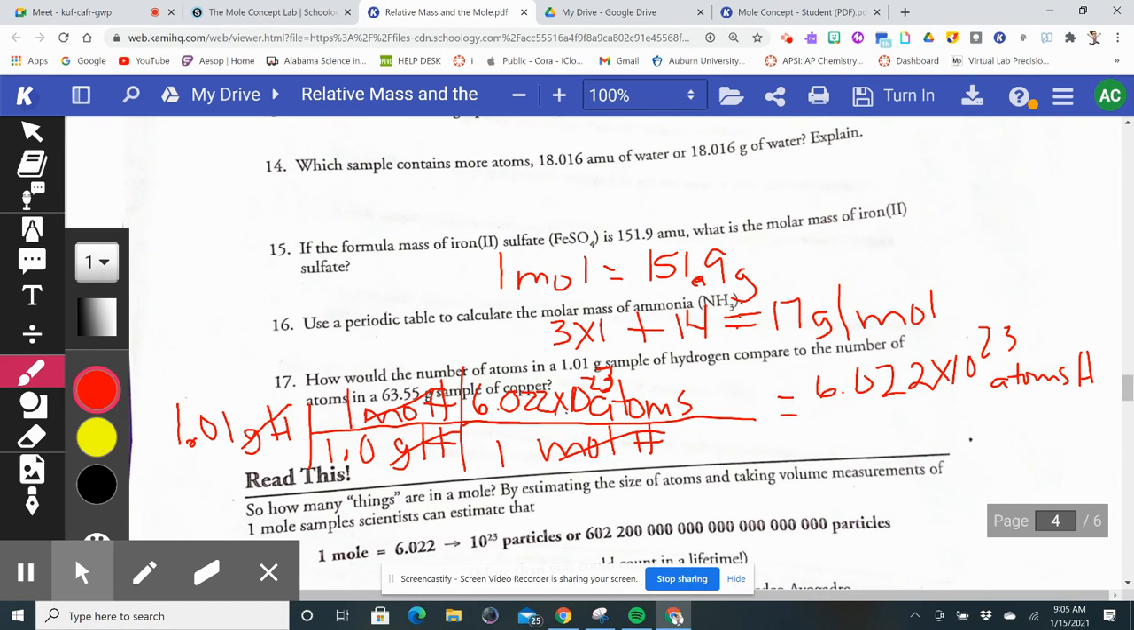Do the same thing for the copper and see what you get. Set up the same unit multiplier. I'm not going to erase it, and I'm not going to write it down for you. I want you to do it on a piece of paper. Set up that same unit multiplier, but for copper, and see what you get.